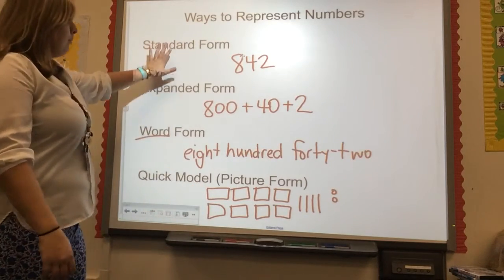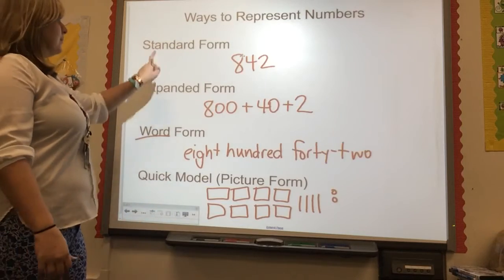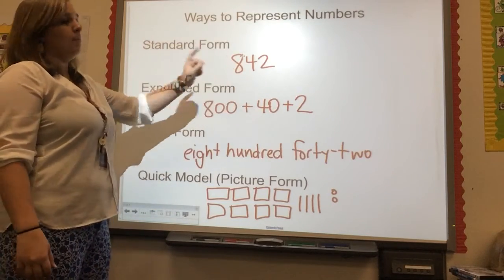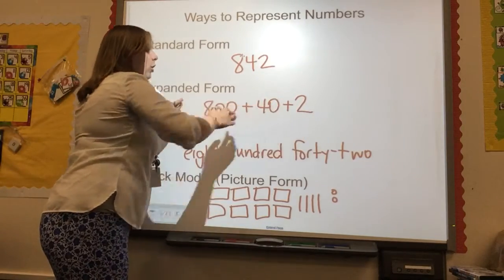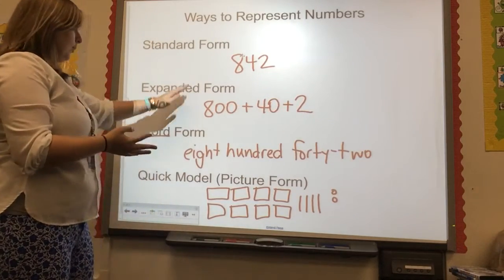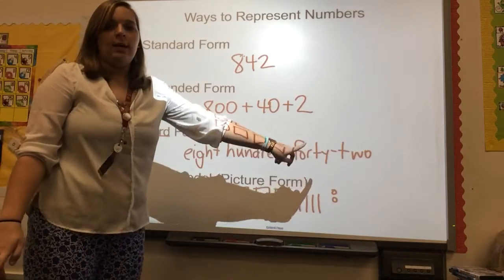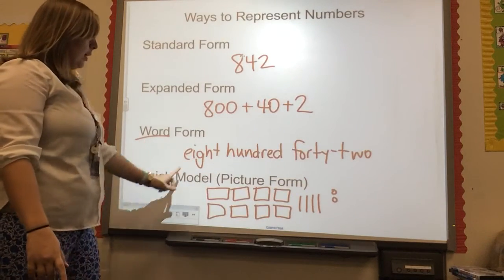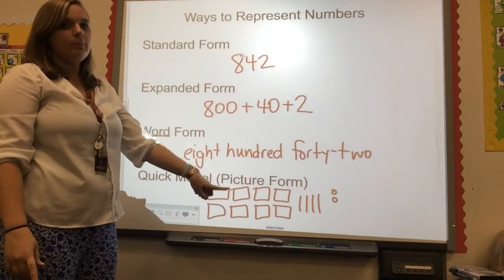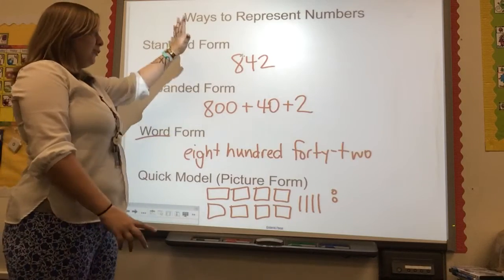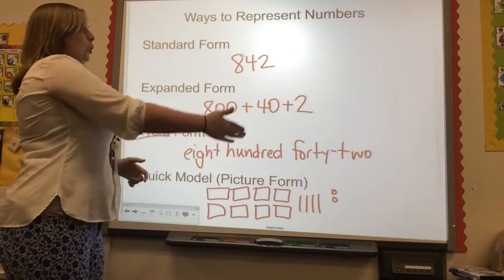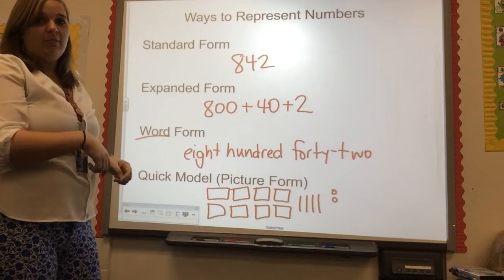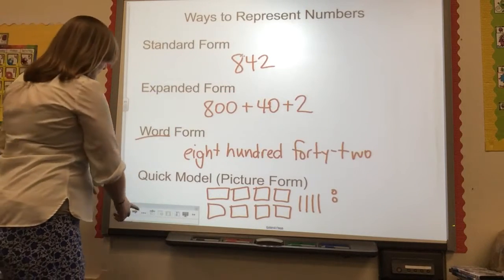So, remember each of these 4 ways. Standard form, write the number. Expanded form, make it bigger. Break it into all of the place values. Okay? Word form, write it out in words. Quick model, draw a picture. If Ms. Vitus is going too fast through this in your video, now would be a good time to pause, rewind, and watch again. Okay? I'm going to keep going though.